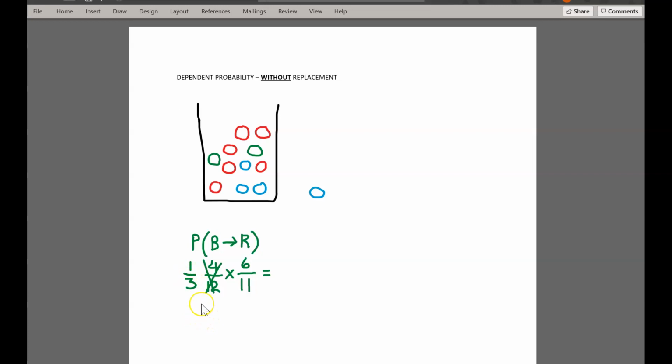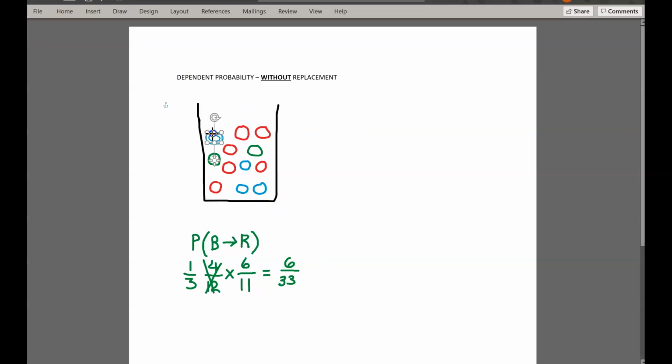Okay, now let's multiply. 1 times 6 across the top is 6. 3 times 11 across the bottom is 33. So the probability of getting blue and then red without replacement, because we leave the blue one over here, is 6 out of 33. Can you figure out what the odds would be? Try it out now.